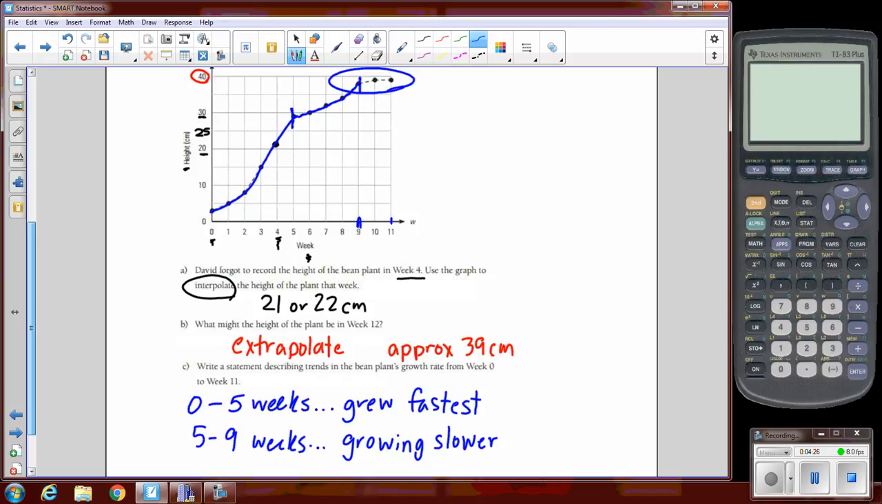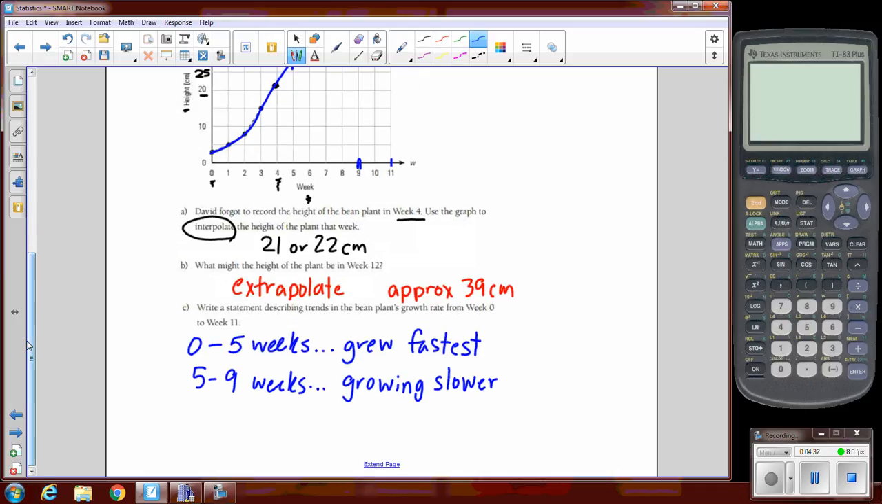Between weeks 9 and 11, we could say that the plant has almost shown no growth. So that's another trend. Between weeks 9 and 11, there's almost no growth of this bean plant.